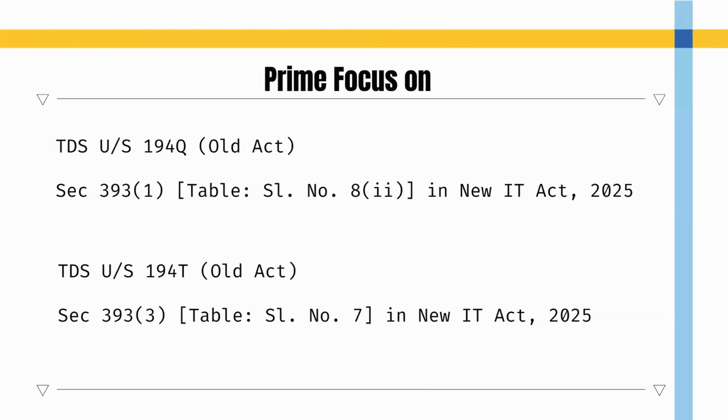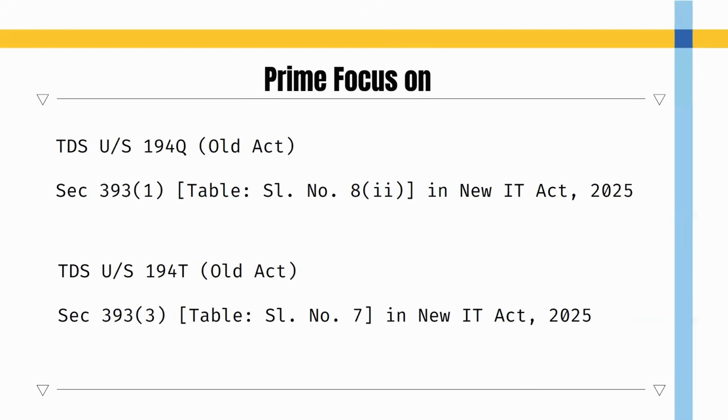It says that if your taxable turnover in the previous financial year or in any previous financial year is more than 10 crores, and in the current financial year your purchases from a supplier exceed 50 lakhs, then you have to deduct TDS of 0.1% if the supplier's PAN number is there. If the PAN number is missing, then you have to deduct at a higher rate of 5%.